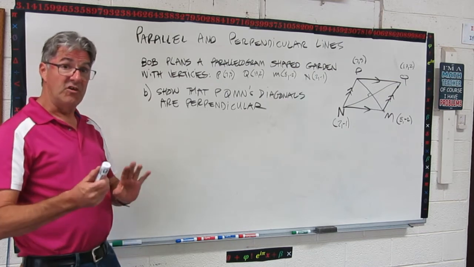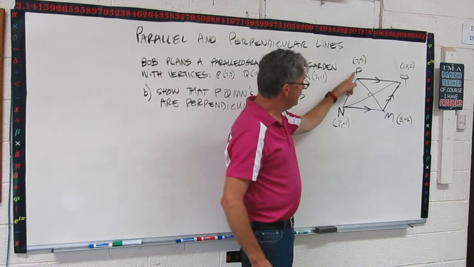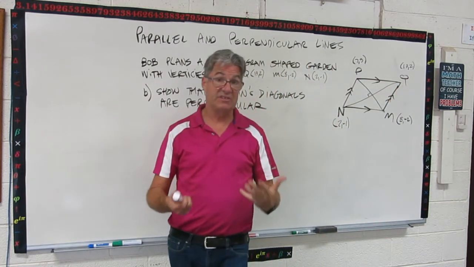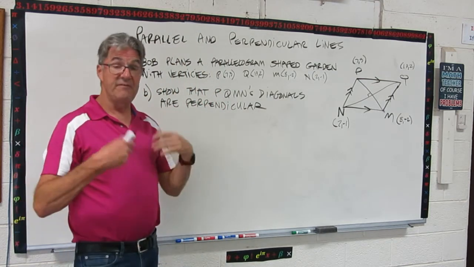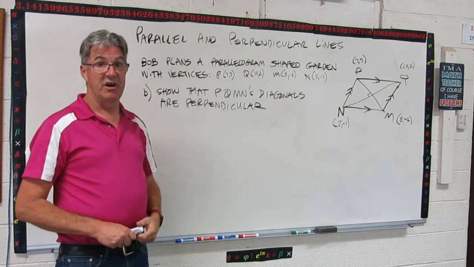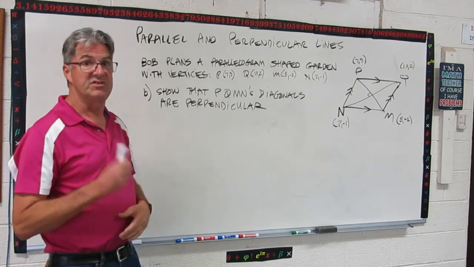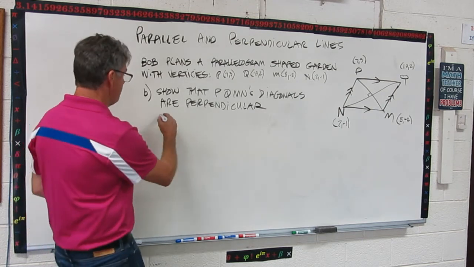Okay, now I'm hopeful that your strategy is as follows: you're going to find the slope of PM and then the slope of NQ and then check to see if those slopes are the negative reciprocals of each other, because if they are, then those two diagonals are indeed perpendicular. So let's go ahead and do that. Actually, if you want to pause the video and do that first, do that and then check. Okay, let's go. The slope of PM.